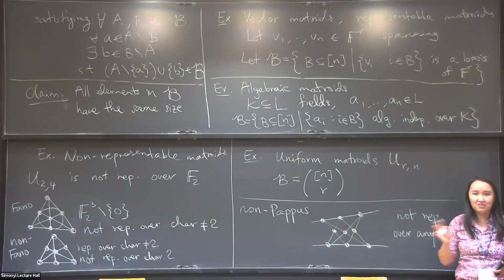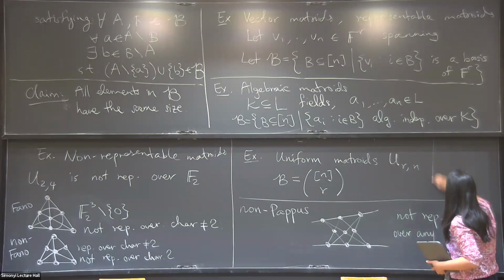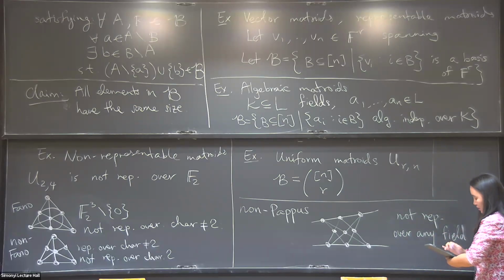There's something called the Vamos matroid, so maybe I'll leave it to you to look it up. Actually, I can draw it really quickly. So yeah, let's see.